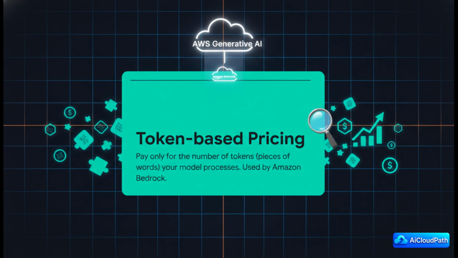So first up, you've got token-based pricing. You'll see this a lot with services like Amazon Bedrock. Just think of it as the ultimate pay-as-you-go plan. A token is basically a piece of a word, and you pay for exactly how many tokens your model chews through, both going in and coming out. This gives you amazing flexibility, especially when you have no idea what your usage is going to look like.